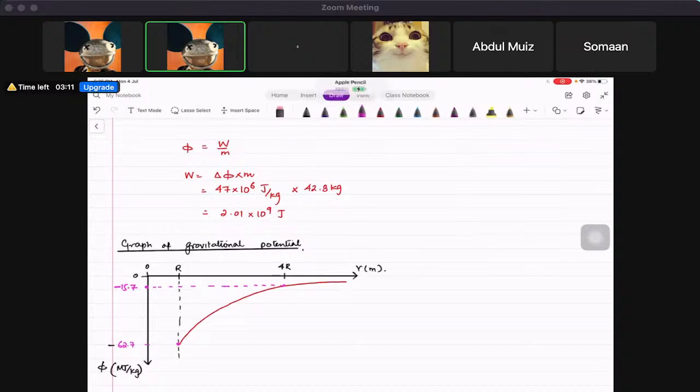Now, this graph will never ever touch the x-axis. Why? Because at infinity it is 0 and we don't know where the infinity is. Do you understand?